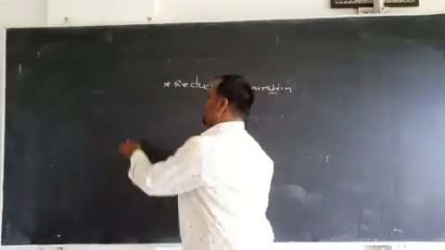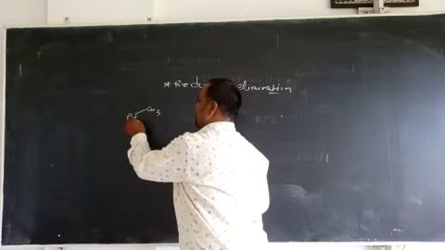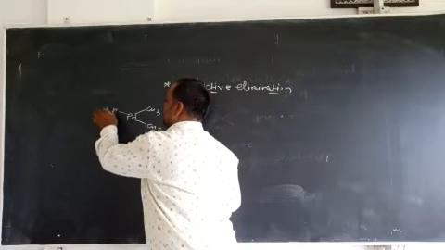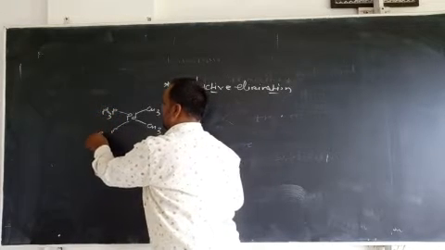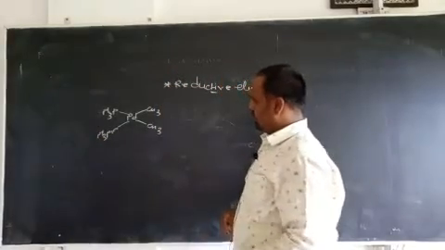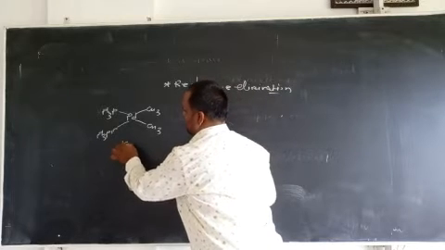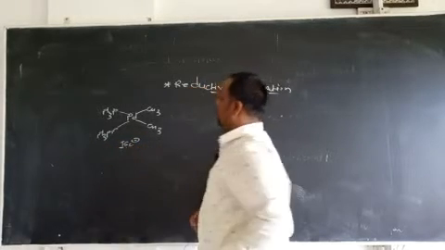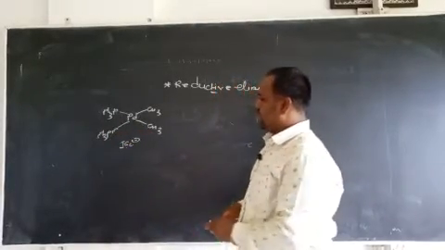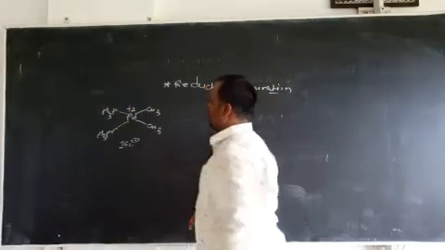That is Pd, CH3, this PPh3 twice. So this is a 16 electron complex. PPh3 is a neutral ligand. It is the central atom, that is Pd, it is in +2 oxidation state.